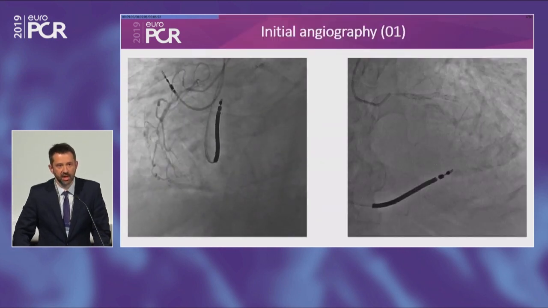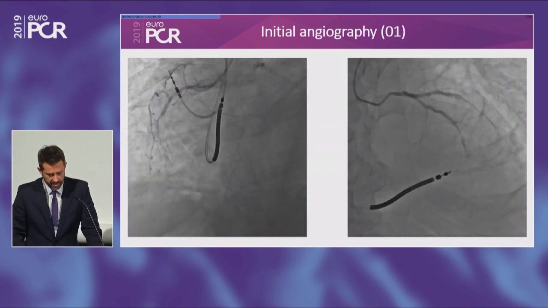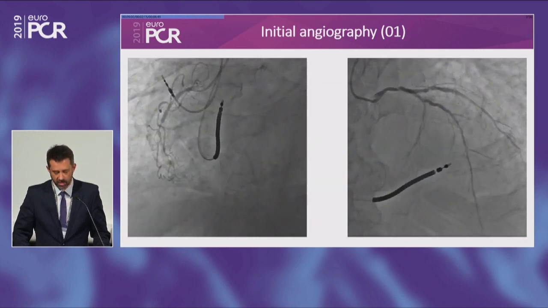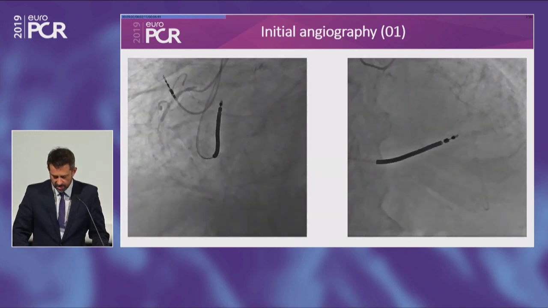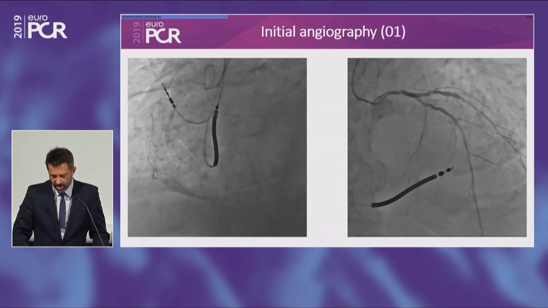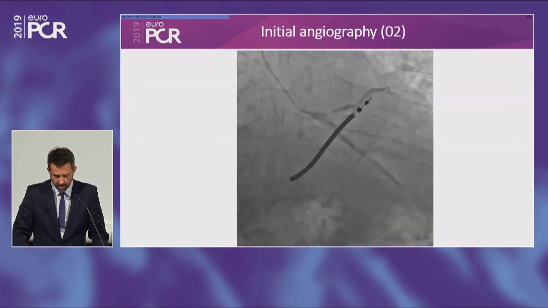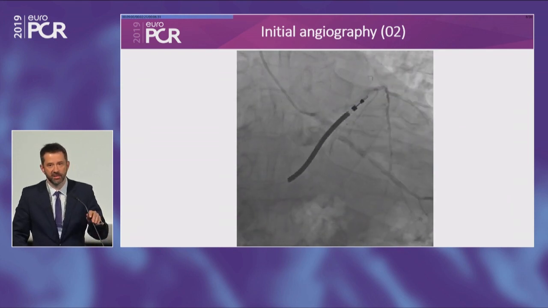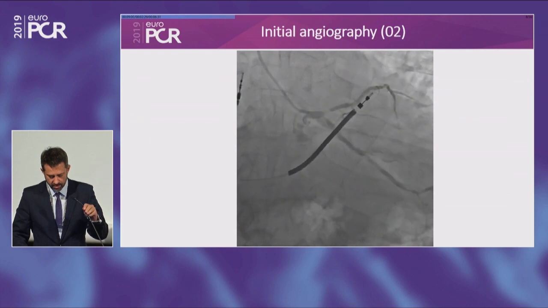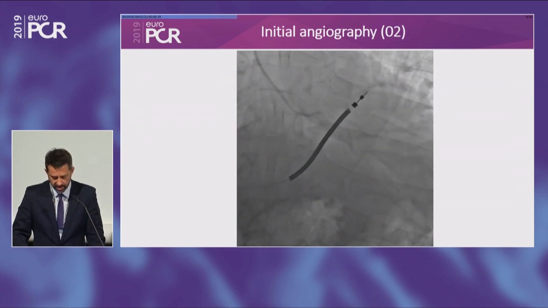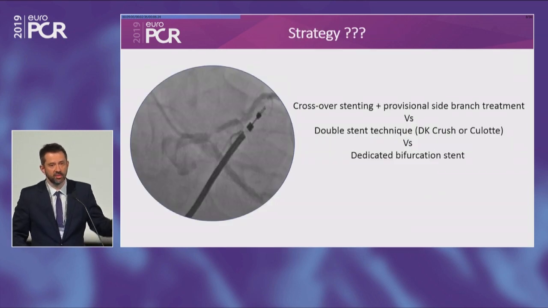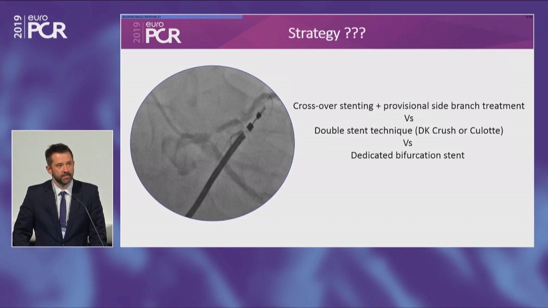So this is the initial angiography of this case. There is an occlusion in the right coronary artery, the time is unknown, and the left coronary system is very diseased. And the clue of the program is this image of the equivalent of left main in the proximal and distal LAD and circumflex. So the operator was faced with the decision: what should be the technique for the stenting?